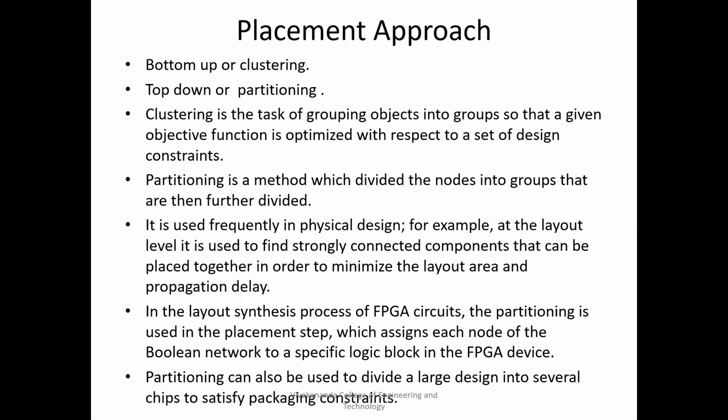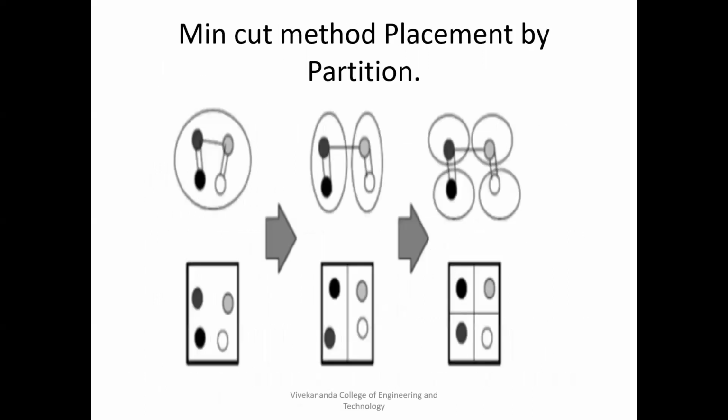Partitioning means you subdivide the nodes or modules or the system or the area, and you start designing. Clustering means the nodes are put together. As you go, at every step you cluster or join the nodes and you get the final design. The first algorithm or method is the min cut method, placement by partitioning.